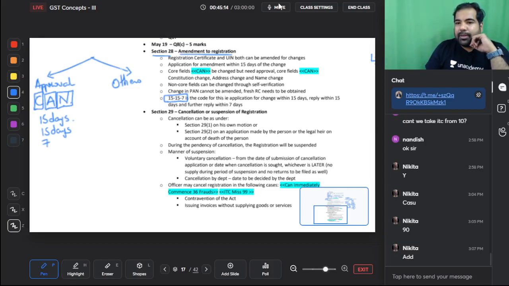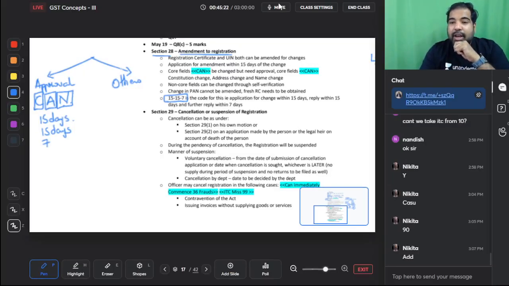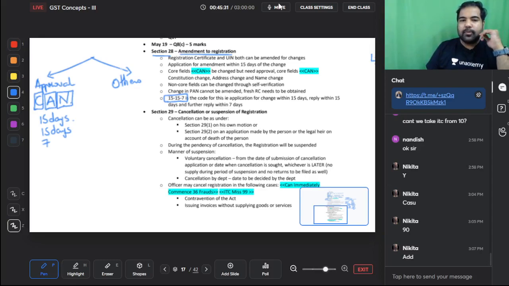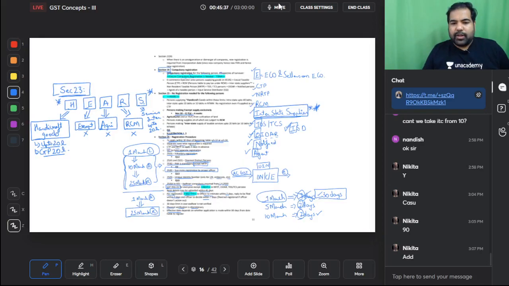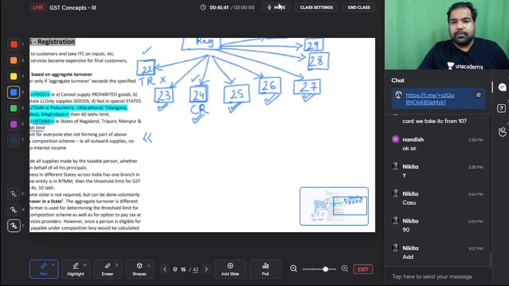But mobile number and email address, if you want to change, then you will have to do an OTP verification for the mobile number and email address that you want to change. Also, guys, you can't change your PAN number, because PAN number is the backbone of the GST registration. So if your PAN number changes, your entire GST registration changes. So if your PAN number changes, you need to get a new GST registration. That is section 28. That is also done. Very important is the next one. That is 29.